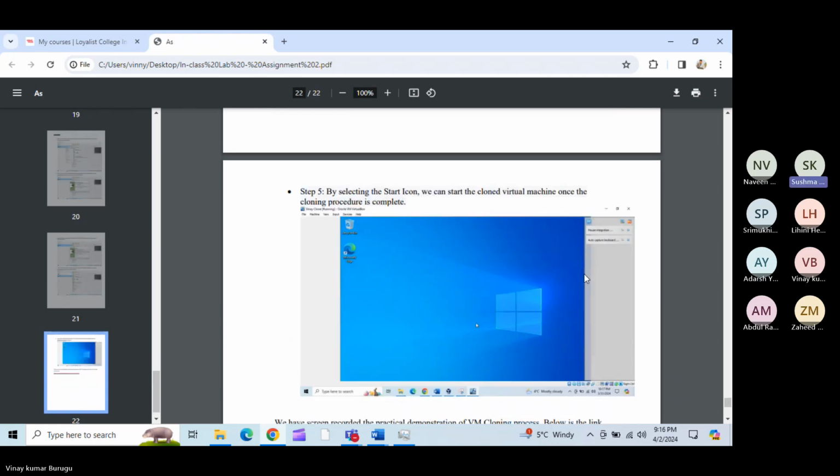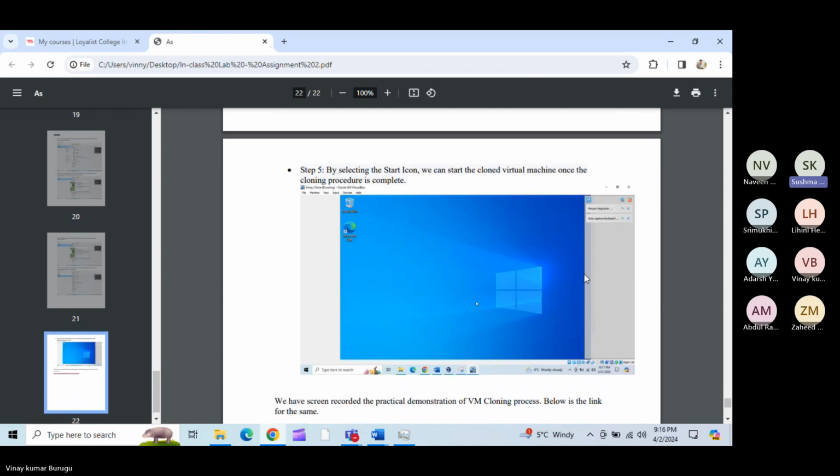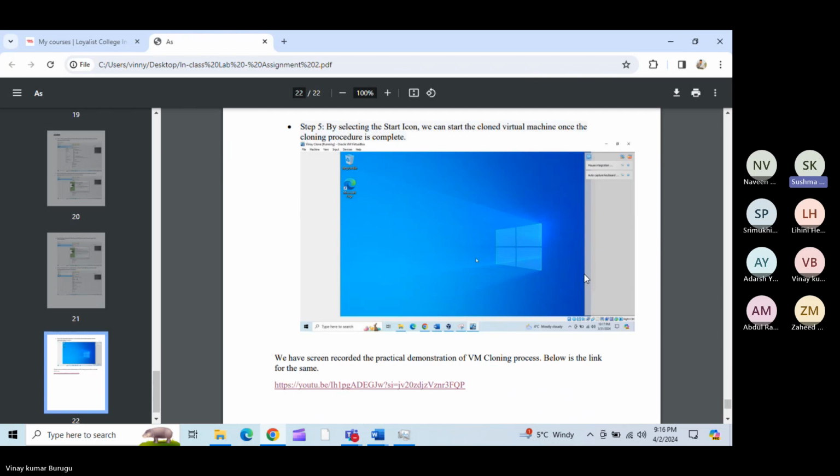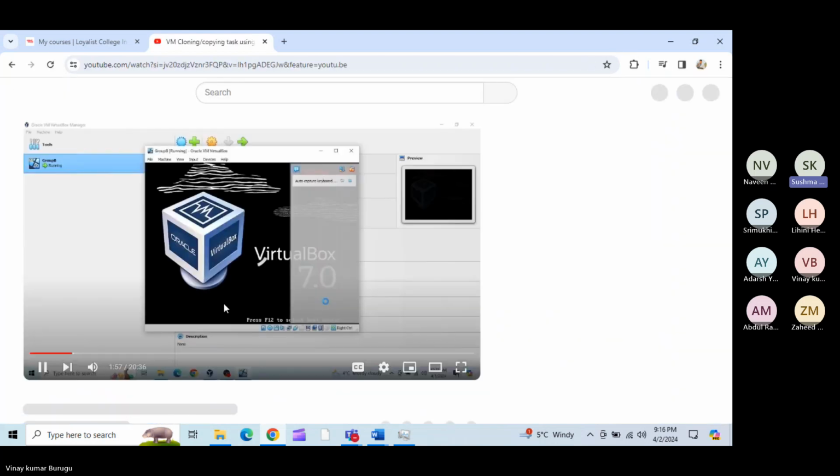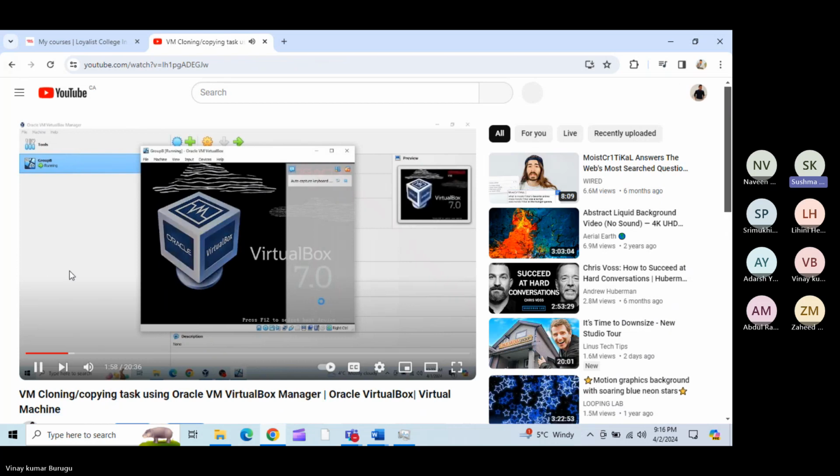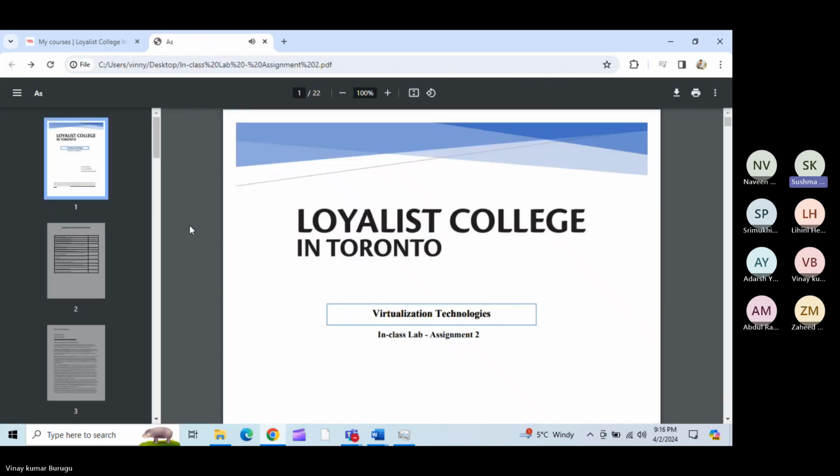By selecting the start icon, we can start the cloned virtual machine. Once the cloning process is completed, we have seen the recorded practical demonstration of the virtual machine cloning process. Here is the link for the same process. Here is the YouTube video where we had done the process.